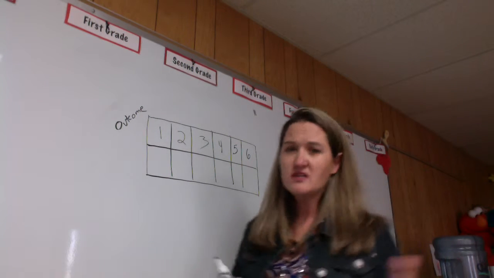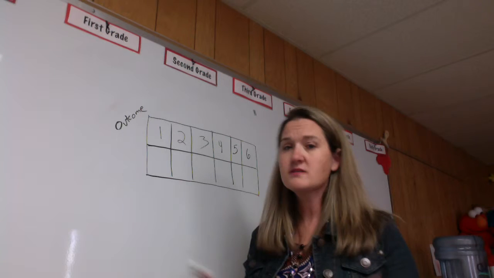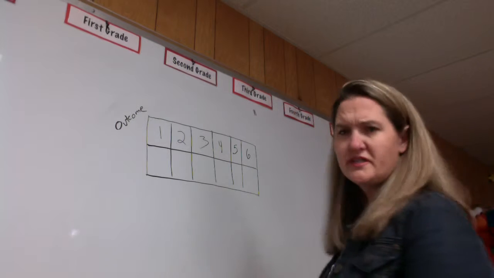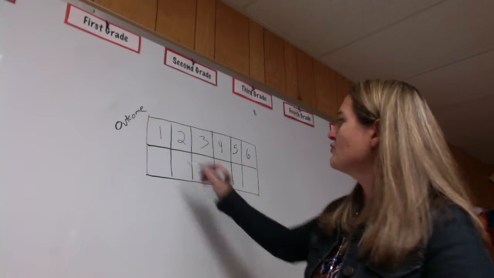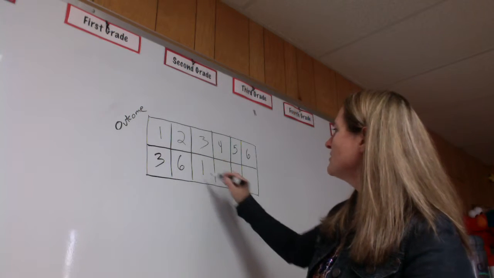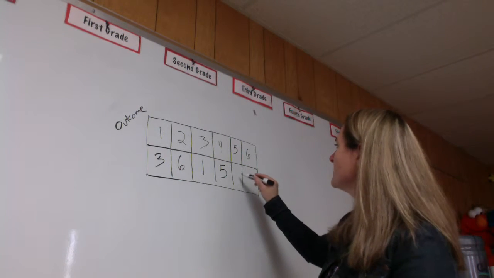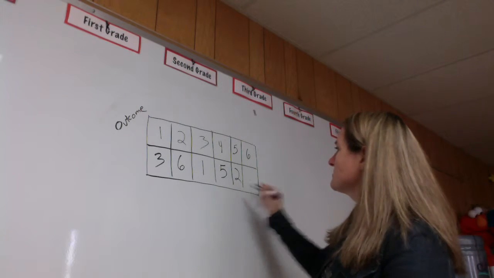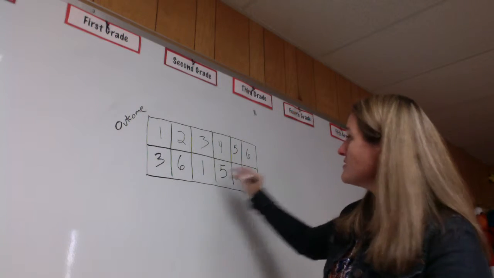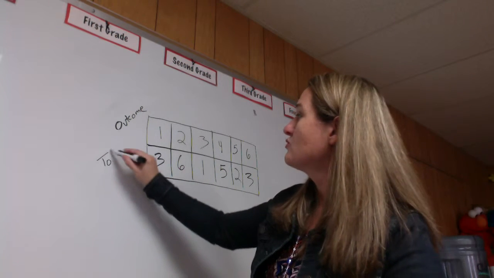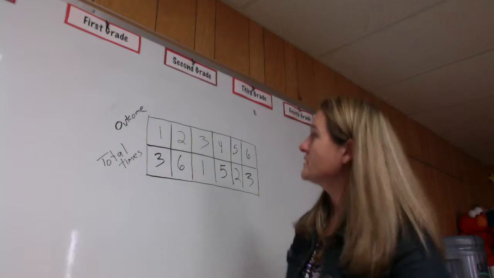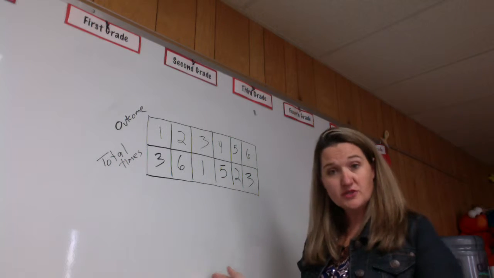Well, say my dice is messed up. It's heavier on one side or whatever. So say I roll it 20 times. I rolled the 1 3 times, a 2 6 times, a 3 once, a 4 5 times, a 5 2 times, and a 6 3 times. So I've got the outcomes, and then this is the total times I rolled those. I've got my little chart here.